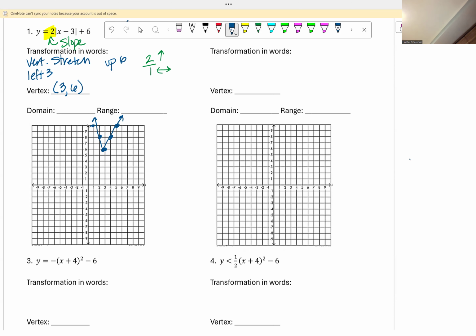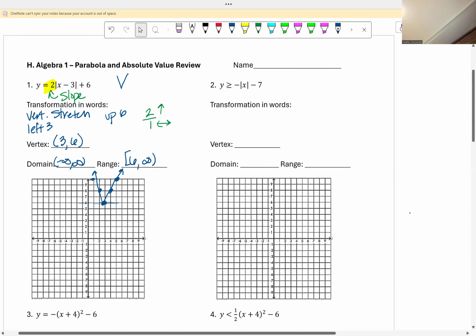Oops, not very straight. And we've graphed our 5 points, and we can identify everything now. So the domain is negative infinity to infinity, and the range starts at 6 on the y with the bracket and goes up to infinity. All right, let's look at the next one.